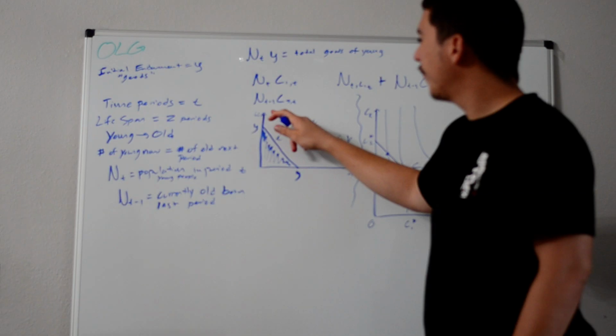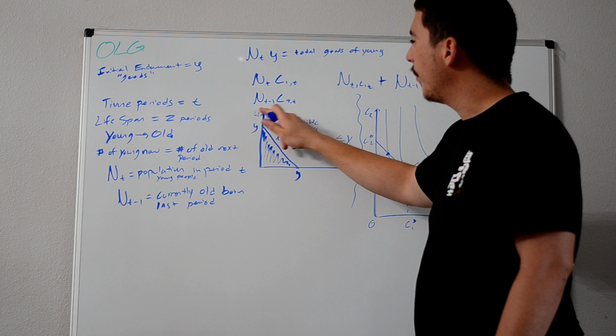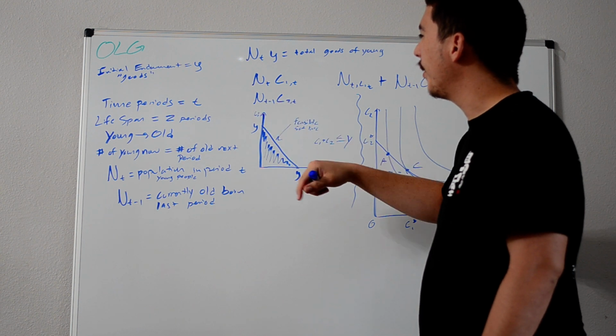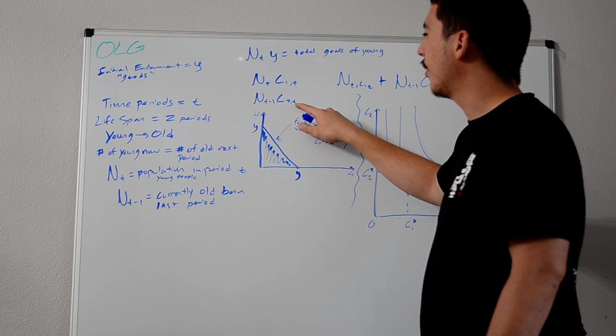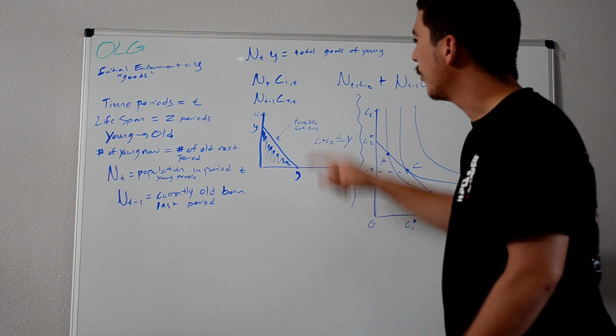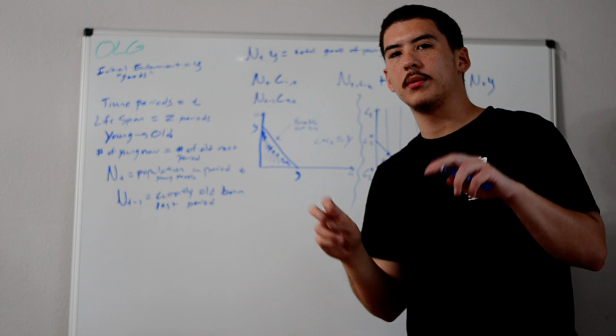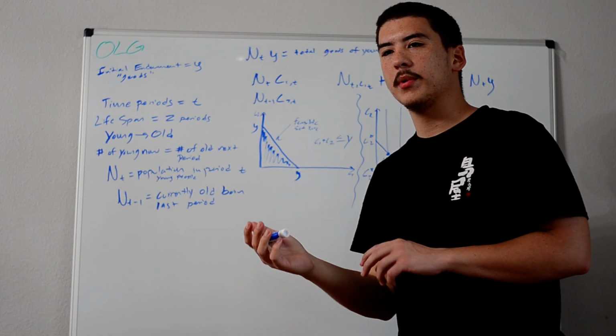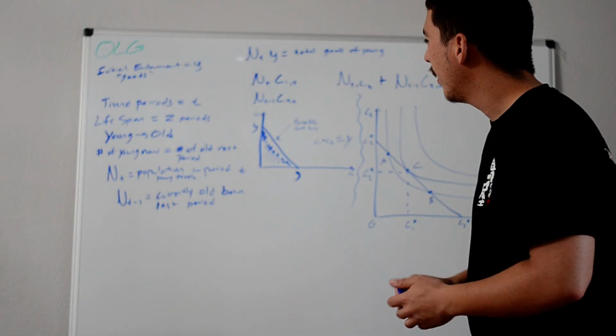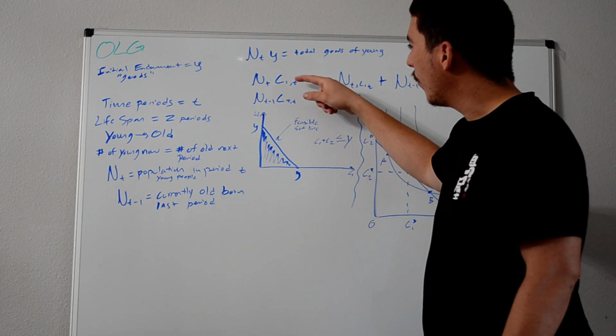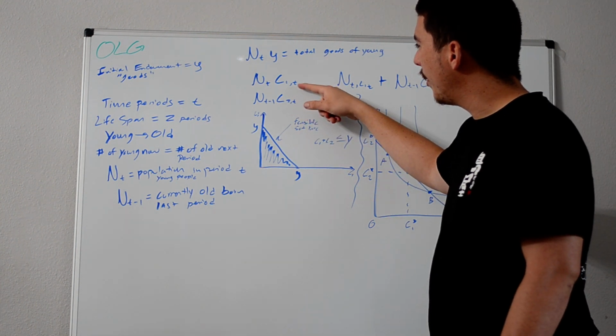Here we have the number of old people in the current period times their consumption in the current period. So C1 and C2 are 2 consumption bundles. The bundle for young people and the bundle for old people. And they're denoted by 1 and 2, comma, period.